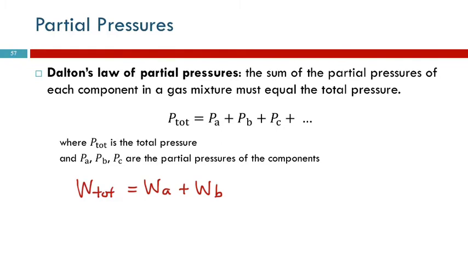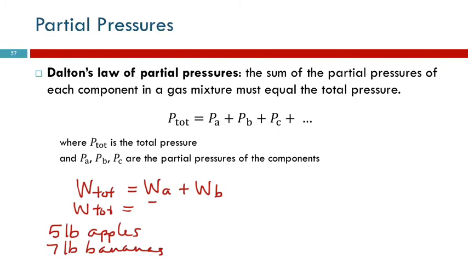This is similar to making up a box of fruit. The total weight of the box of fruit is going to equal the weight of the apples in the box plus the weight of the bananas. Does that make sense? So if we had 5 pounds of apples and 7 pounds of bananas, what would the total weight of the fruit in the box be? 12. The total weight is going to equal the weight from the apples plus the weight from the bananas. Just add them up and it equals 12.